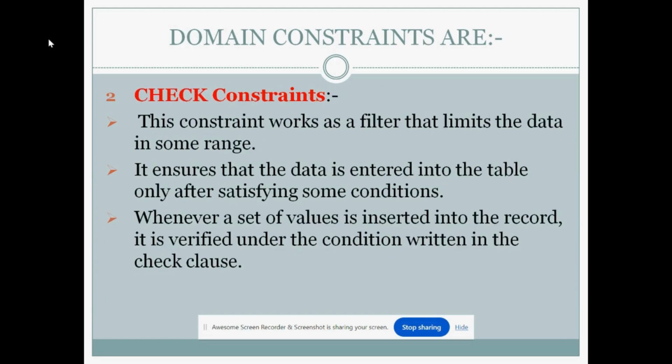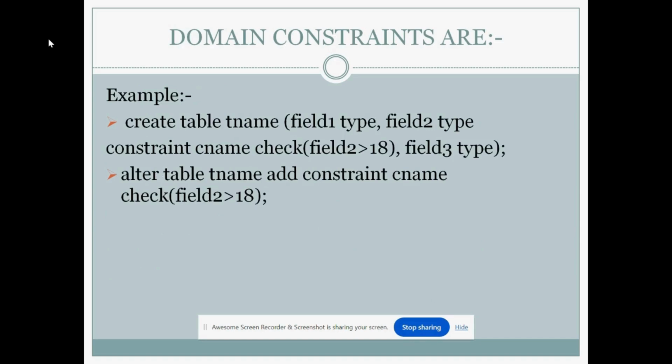Now coming to the second one, that is check constraints. These constraints work as a filter that limits the data in some range. It ensures that the data is entered into the table only after satisfying some conditions. Whenever a set of values is inserted into the record, it is verified under the condition written in the check clause. Coming to the example: create table T name, field 1 type, field 2 type, constraint C name, check field 2 is greater than 18, field 3 type; alter table T name, add constraint C name, check field 2 greater than 18.